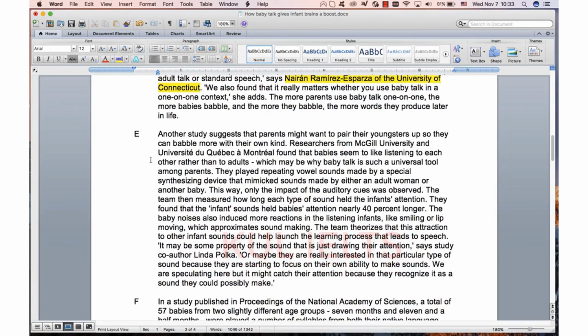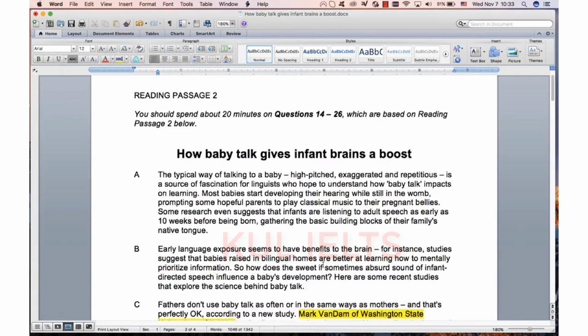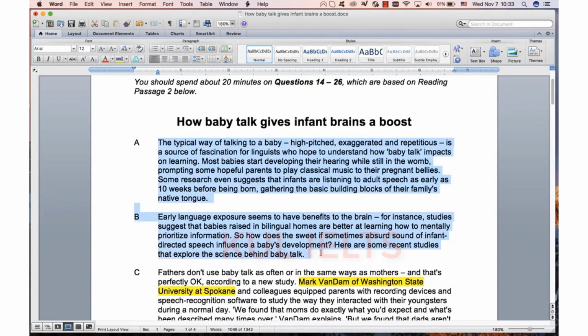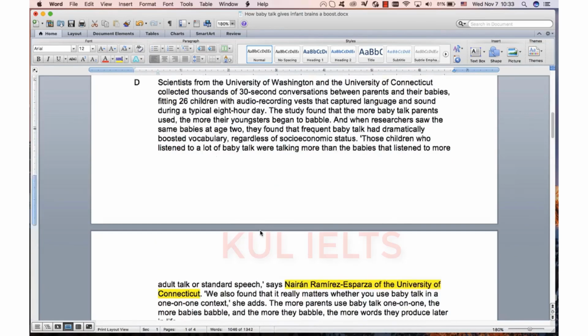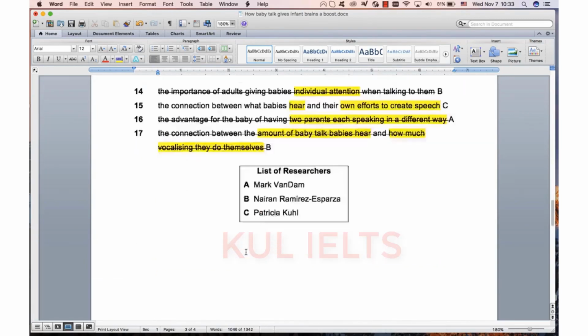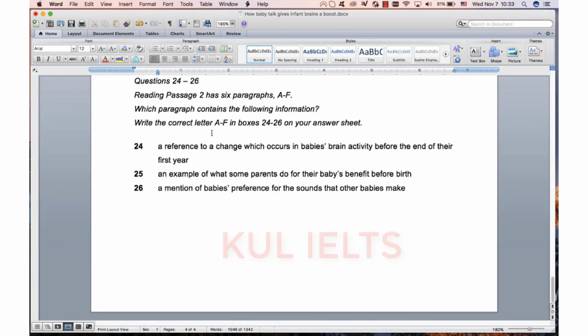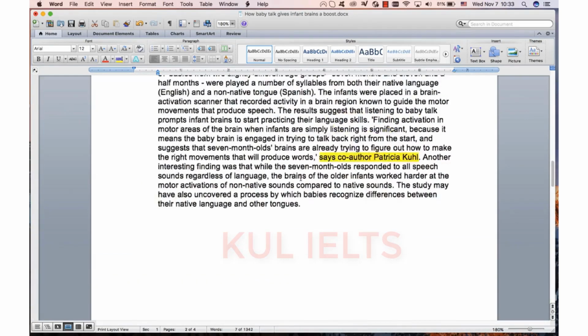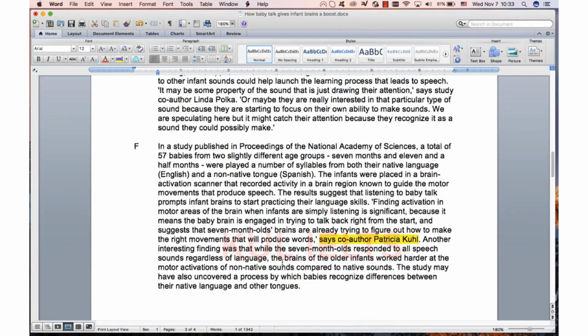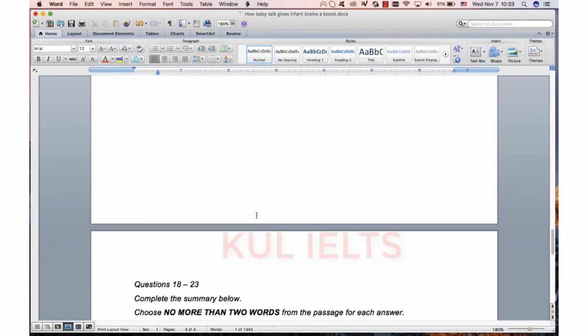Strategy-wise, we haven't used this paragraph at all, and we haven't used these two paragraphs at all. So we're going to start with those three when we're looking for these things over here. Reference to a change in a baby's brain before the end of their first year. It's always nice to scan for time because we can understand the paraphrase. I do remember seeing a lot of brain over here. There's brain everywhere. So that one might be there, but we're going to try and find the other two.